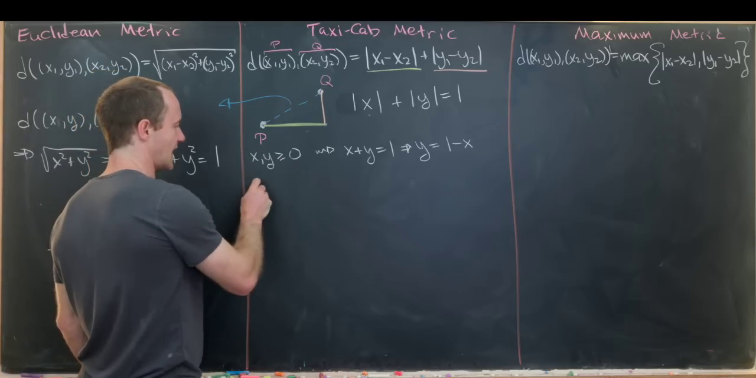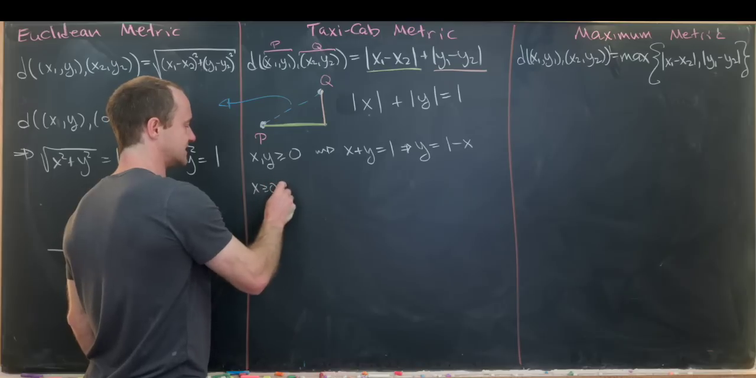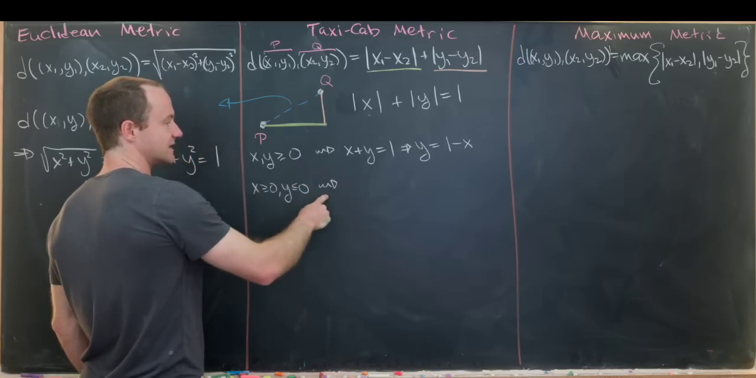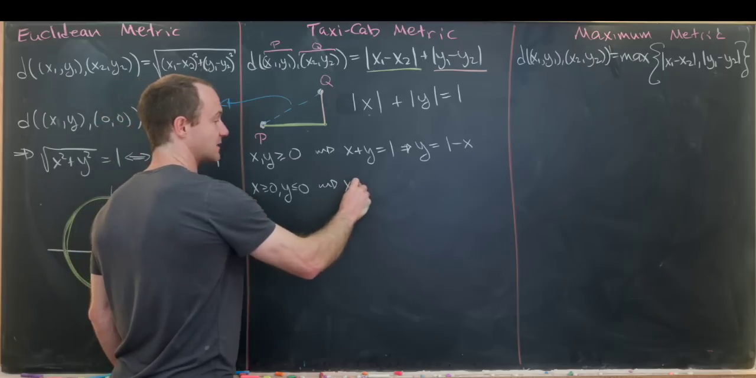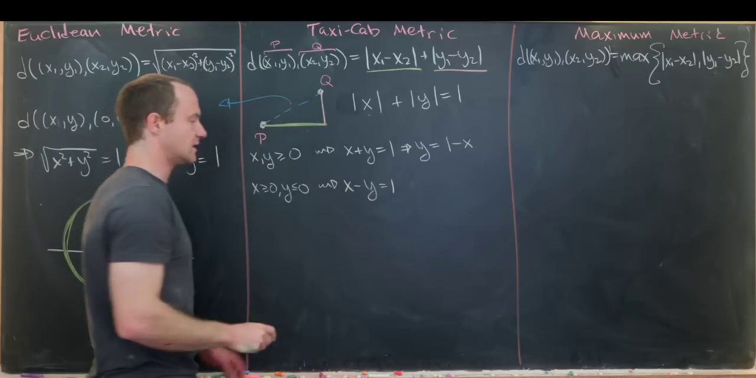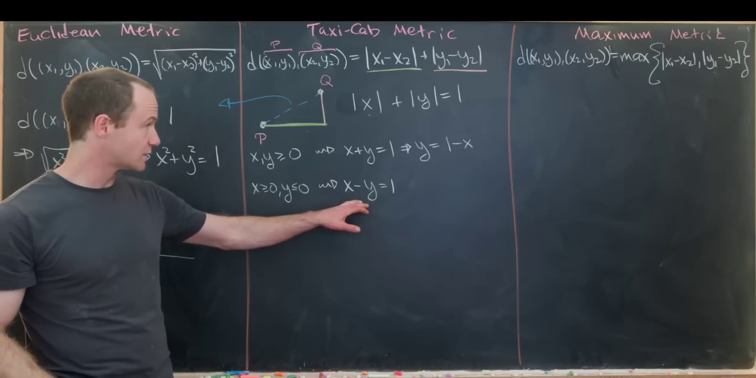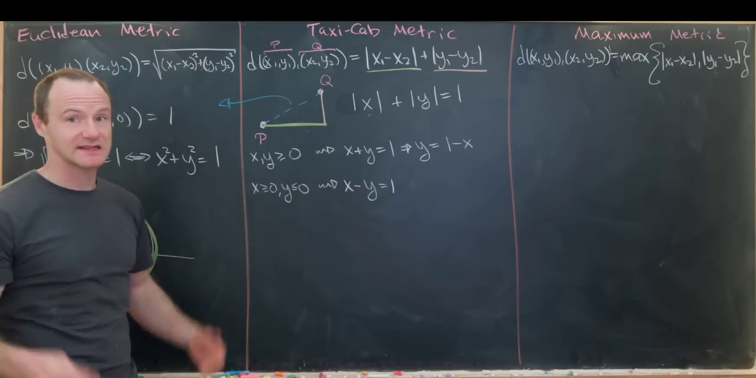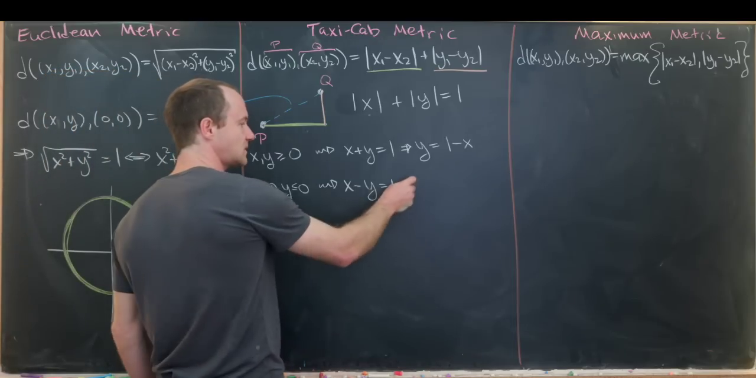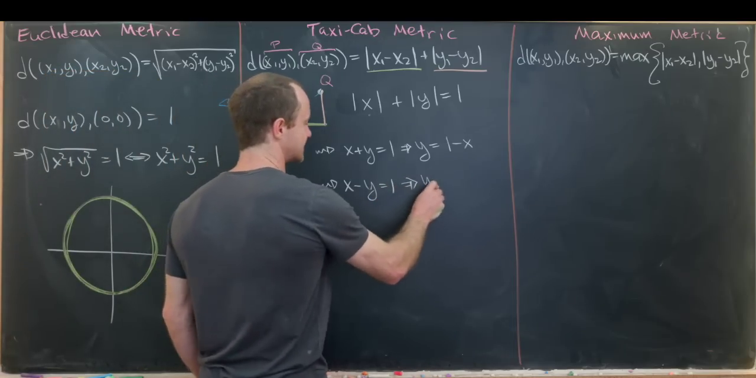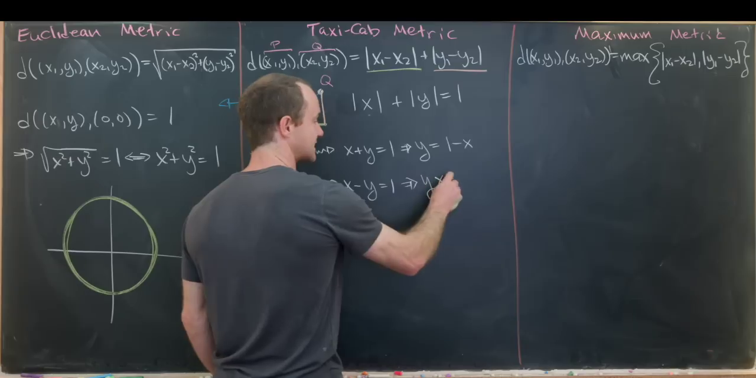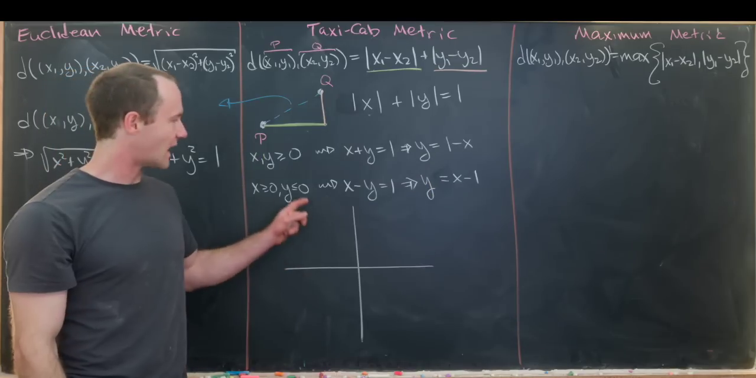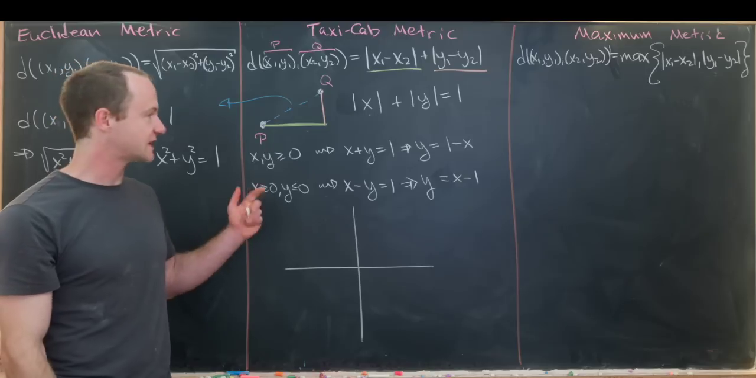Let's say we have x is bigger than or equal to 0 and y is less than or equal to 0. But notice that tells us that we get x minus y equals 1. So why is it minus y equals 1? Because for the absolute value of a negative number, you have to put in a minus sign to cancel out that negativeness. But let's see, that gives us y is equal to x minus 1. So that's, again, the equation of a line. So I'll let you figure out the other 2 cases, but let's draw the result.